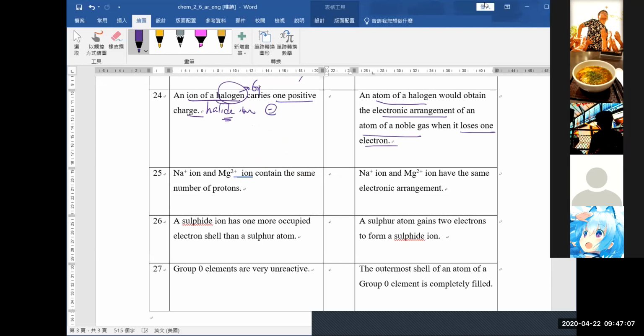This one is group 7. Fluorine, chlorine, bromine, iodine, right? So the ion of that, it is anion. So we'll call chloride, bromide, iodide. It's not positive charge, it's negative charge. The atom of a halogen would obtain the electronic arrangement of the noble gas atom, and it is not lose one electron, it's gain one electron. Wrong, wrong, the answer is D. Understand?